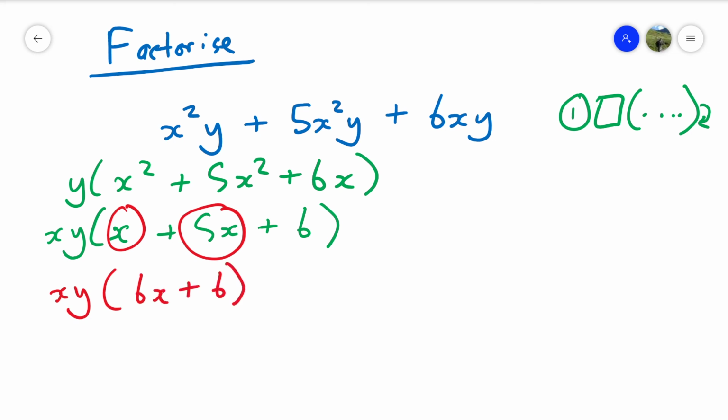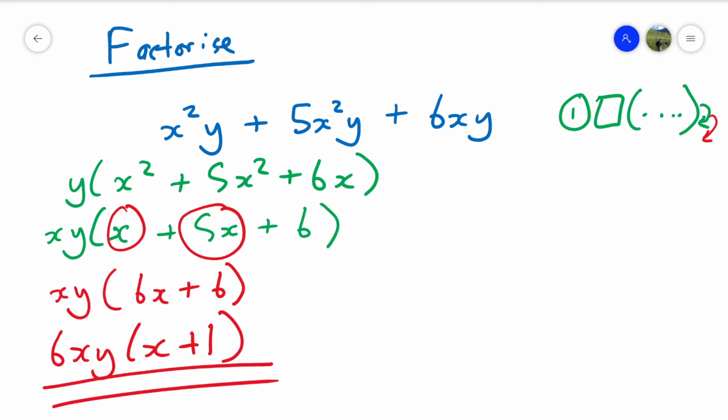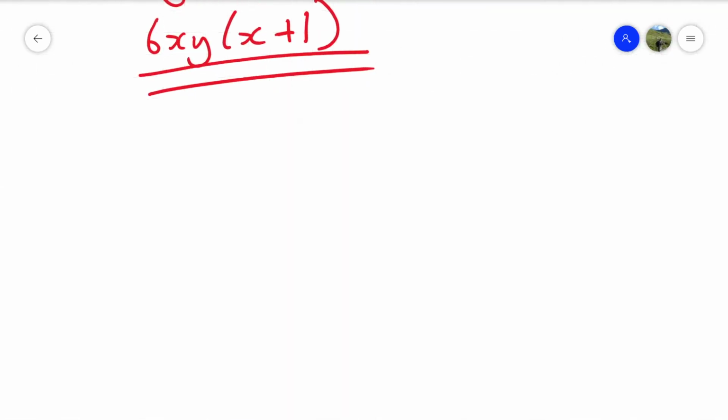Oh, so I can still take yet another thing out. I can take out a 6. 6xy times x plus 1. That's the final answer. If you're patient, carefully work it through, things can go well. Let's do the next question.